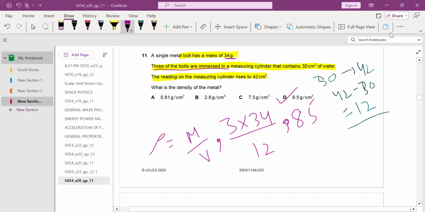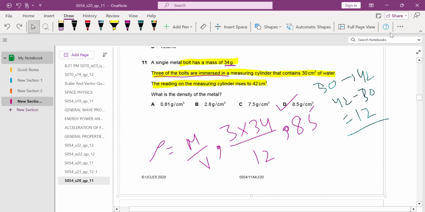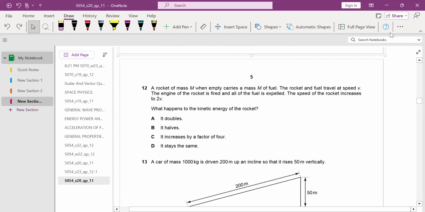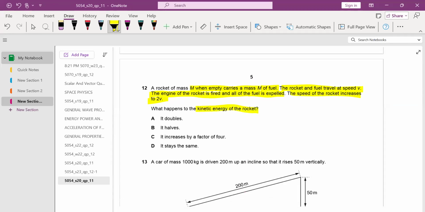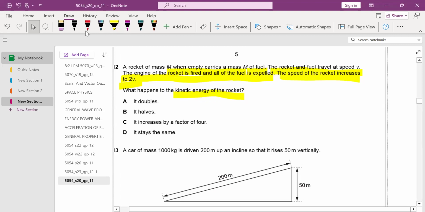Now question number 12. A rocket has a mass m empty and carries a mass m of fuel. The rocket and the fuel travel at speed v, and the engine of the rocket is fired, and all the fuel is expelled. The speed of the rocket increases by 2v. What happens to its kinetic energy? So options are given: it doubles, it halves, it increases by a factor of 4, and it stays the same. So the situation you can see is given here.